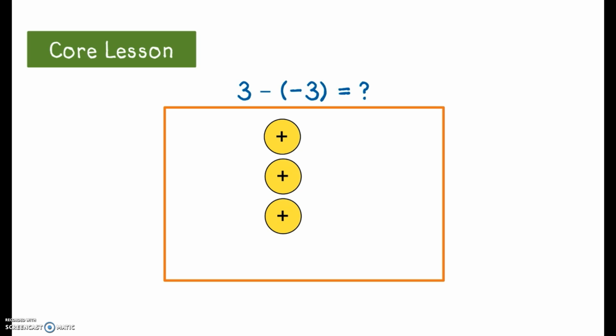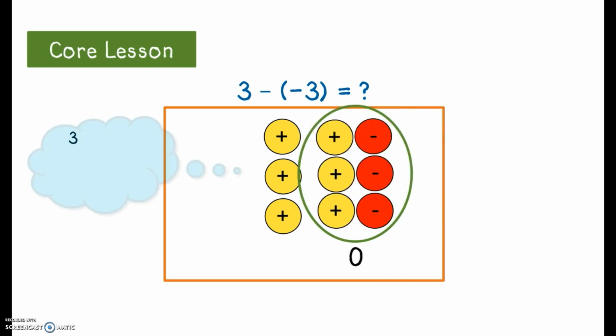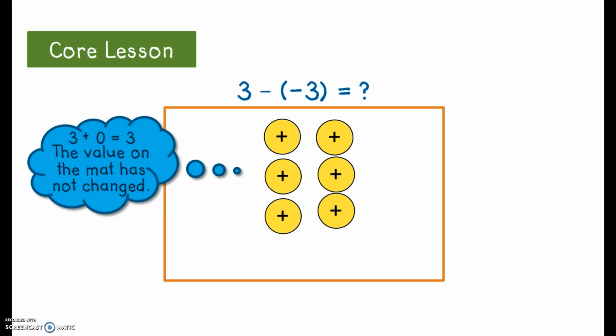Let's do one more example. 3 minus -3. I have 3 positive chips. I want to remove 3 negative chips, but I don't have any negatives on the mat. I add 3 zero pairs without changing the original value. Now I'm able to remove -3 chips. I'm left with a value of +6. 3 minus -3 equals +6.